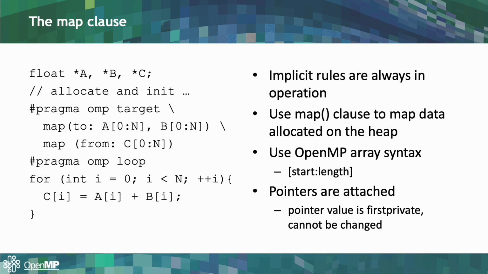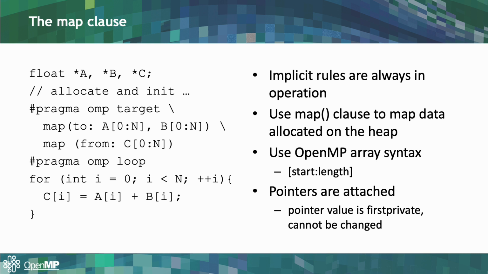So whatever values exist within A and B are made available within that target region to be run on the device. And that's exactly what we need. We take A plus B in the loop, in the penultimate line there. We then have a map from clause. Here we are mapping the updated value of C back to the host.